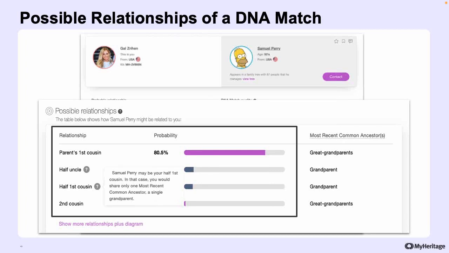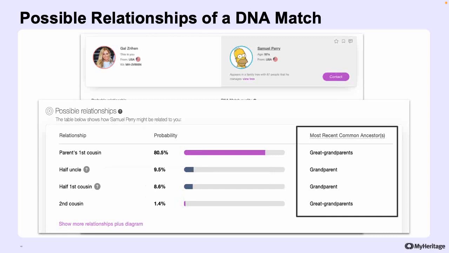Now we can see there are a couple of icons here next to the half uncle and half first cousin. We just wanted to indicate that, because sometimes it can be misleading when seeing half first cousin. It's not that clear, but we just tell you that Samuel might be your half first cousin. And remember before with the Simpson family, in that case, you would share only one most recent common ancestor, not a couple. And in that case, it will be a single grandparent.